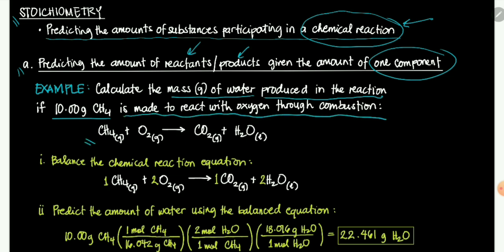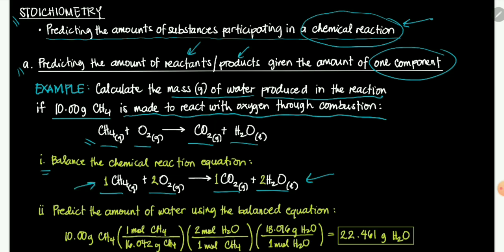So given yung ating chemical reaction. So methane reacts with oxygen to produce carbon dioxide and water. So yung reaction na to ay hindi pa balanced. So the first step is to balance the chemical reaction. So kapag binalance nyo siya, you will get 1 molecule of CH4 reacts with 2 molecules of oxygen to produce 1 molecule of carbon dioxide and 2 molecules of water. So this is per molecule of methane.